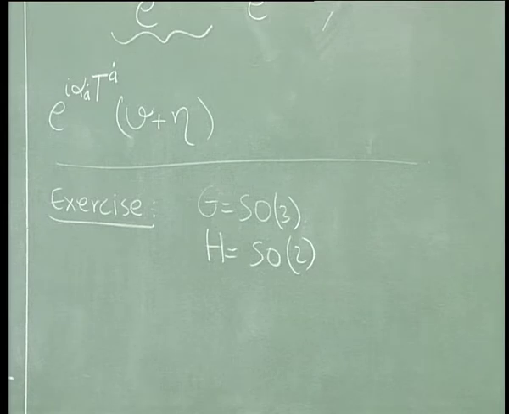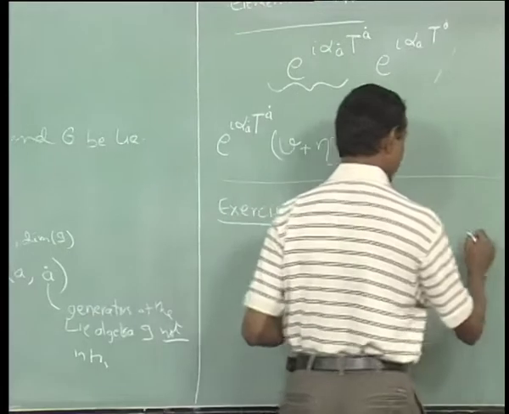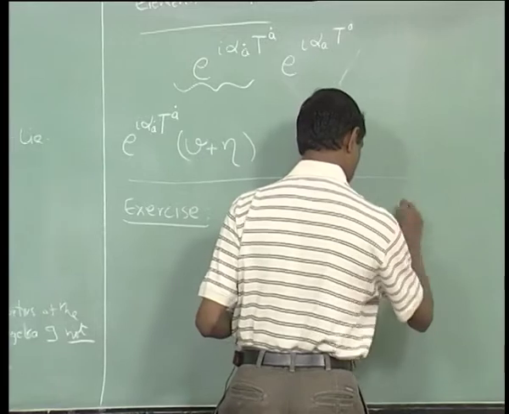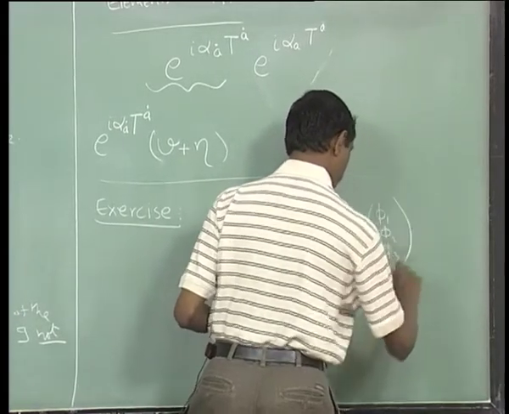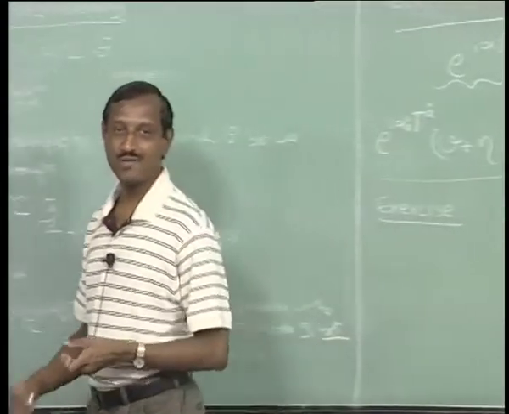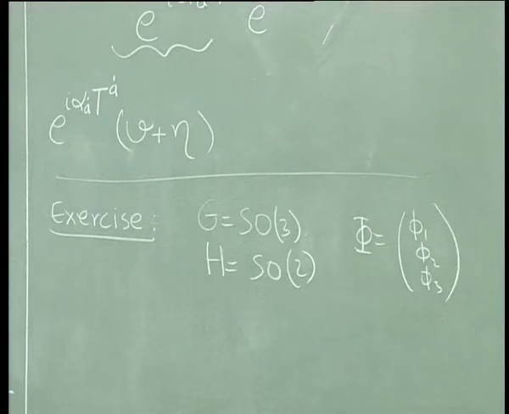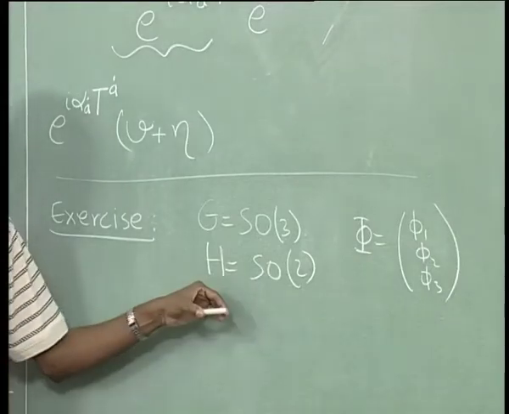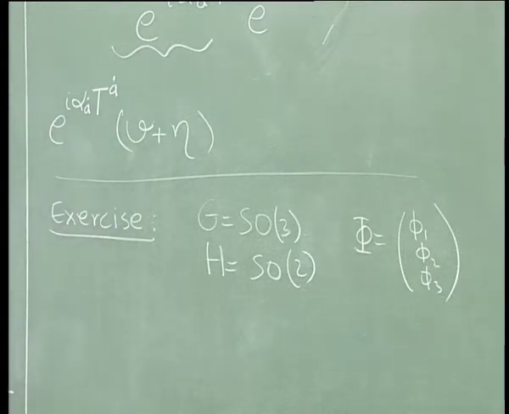For this example, you can construct a Lagrangian which has this invariance, and the scalar fields will be some phi. Choose a suitable potential. You can even choose my favorite phi to the fourth potential if you wish, which has that invariance. Okay, so this is a good fun exercise, and I am sure we will look at this example.